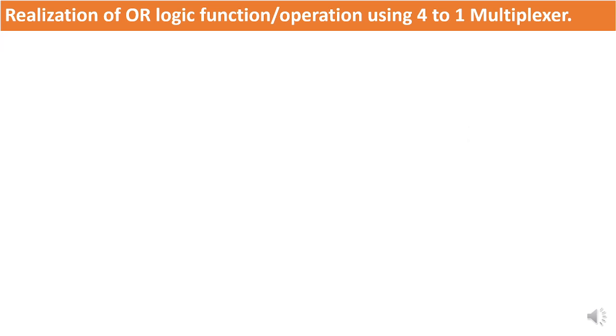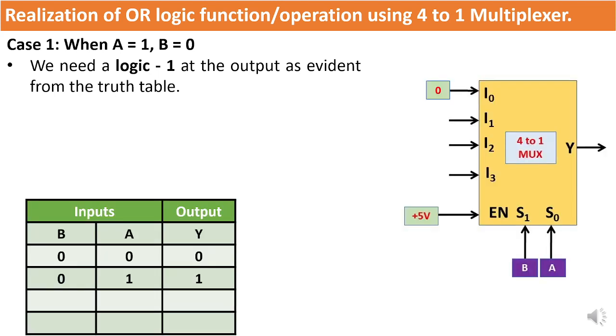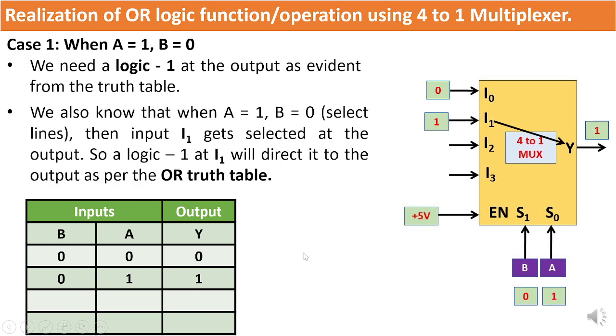If we set A to 1 and B to 0, according to the OR gate's truth table, we necessitate a logic 1 at the output. As per our understanding, when the select lines A equals 1 and B equals 0, it activates the input I1 at the output. Therefore, when input I1 carries a logic 1, it aligns with the OR truth table and directs it to the output.